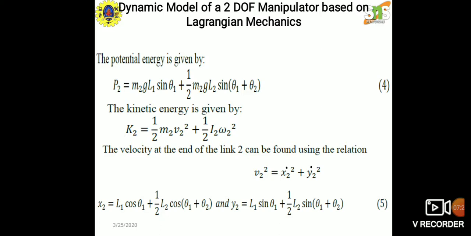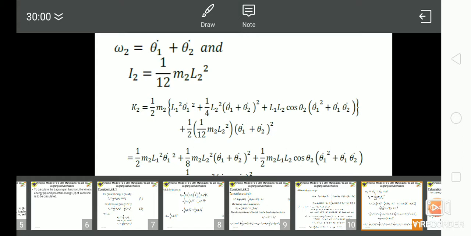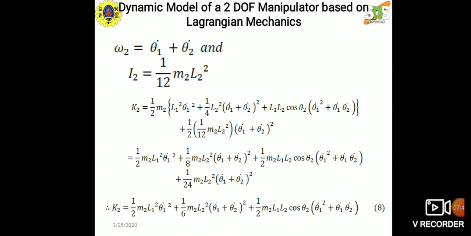Here omega 2 equal to theta 1 dot plus theta 2 dot and I2 equal to the moment of inertia, 1 by 12 M2 L2 square, for link 2. So we calculate the kinetic energy for link 2 as 1 by 2 M2 L1 square theta 1 dot square plus 1 by 6 M2 L2 square (theta 1 dot plus theta 2 dot) the whole square plus 1 by 2 M2 L1 L2 cos theta 2 multiplied with (theta 1 dot square plus theta 1 dot multiplied with theta 2 dot).